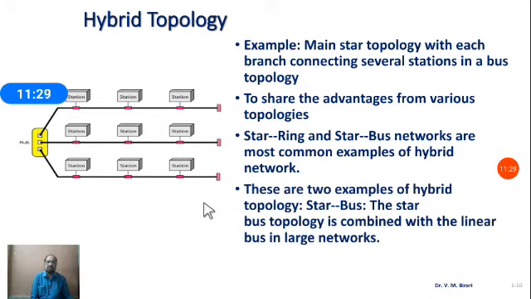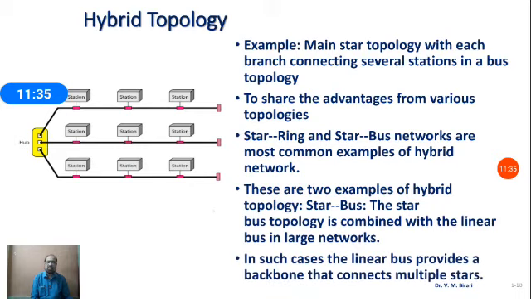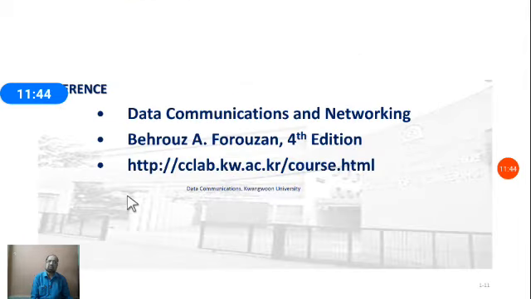Star bus: the star-bus topology is combined with the linear bus in a large network. In such cases, the linear bus provides the backbone that connects the multiple stars. So this hybrid is used. So all these five topologies, the physical topologies, we have discussed.